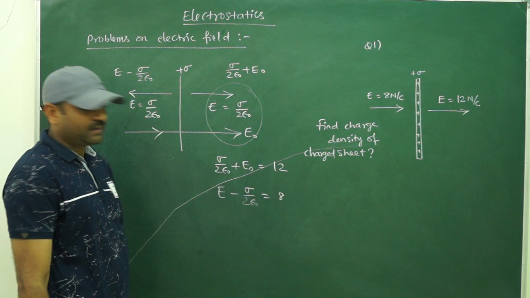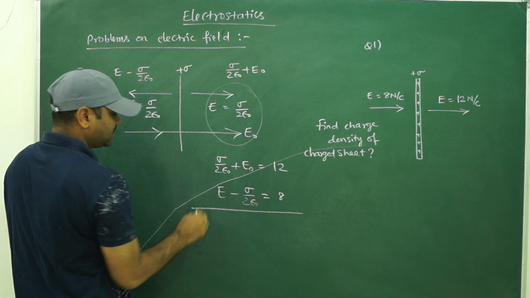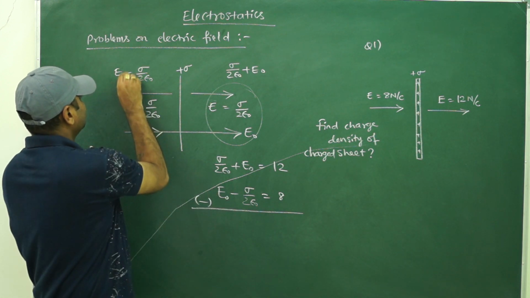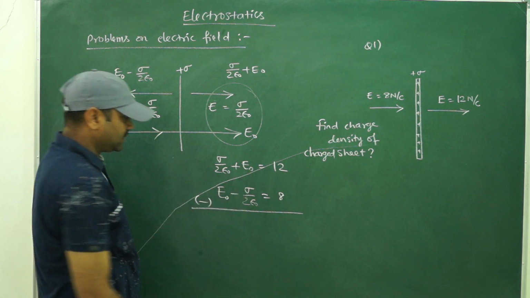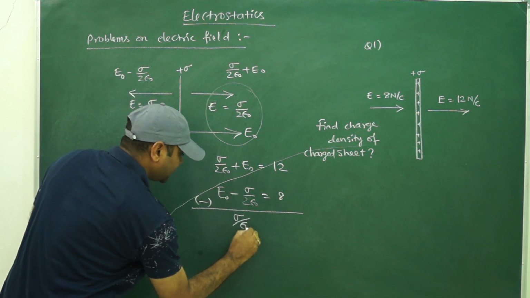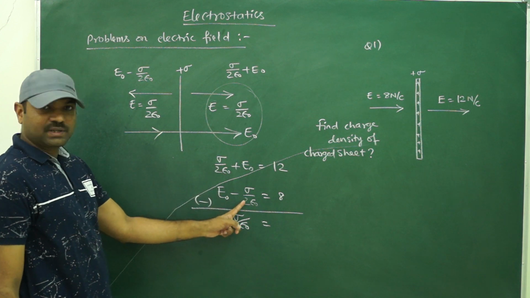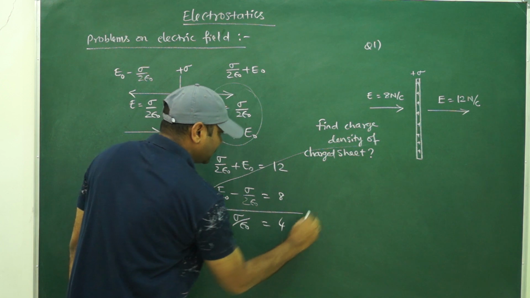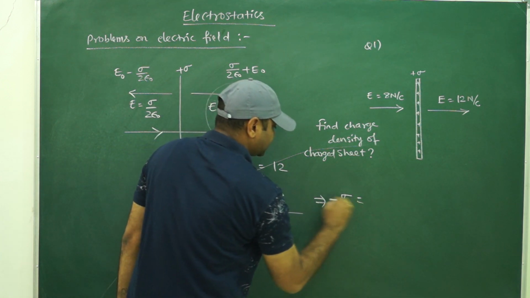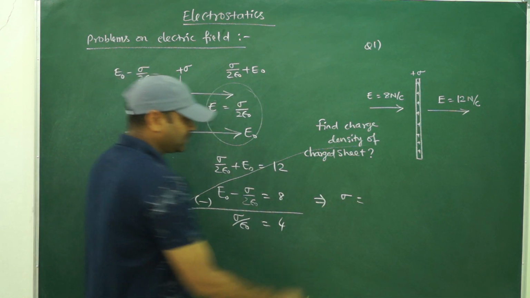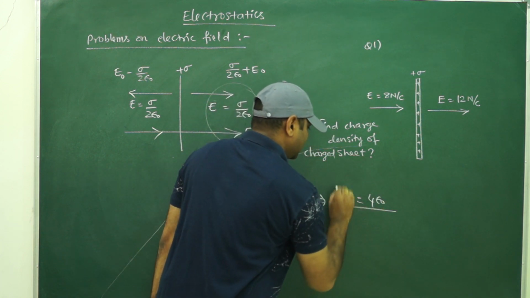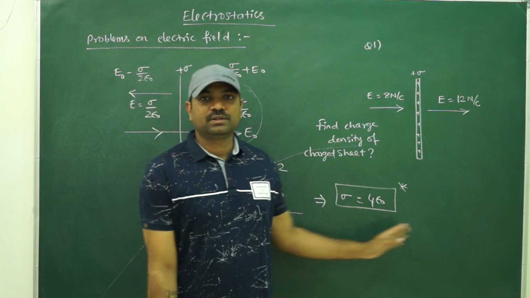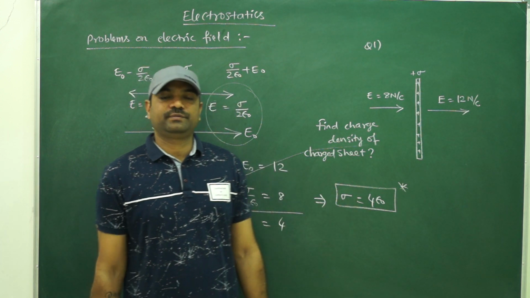We want to find out the sigma value. So I am subtracting, so that E naught will cancel out. Then I will get sigma by 2 epsilon naught plus sigma by 2 epsilon naught, which gives sigma by epsilon naught. It is 12 minus 8, which is 4. So the charge density on the sheet is sigma equal to 4 times epsilon naught. If you want, you can write down the epsilon naught value also, and then you will get the numerical value directly.